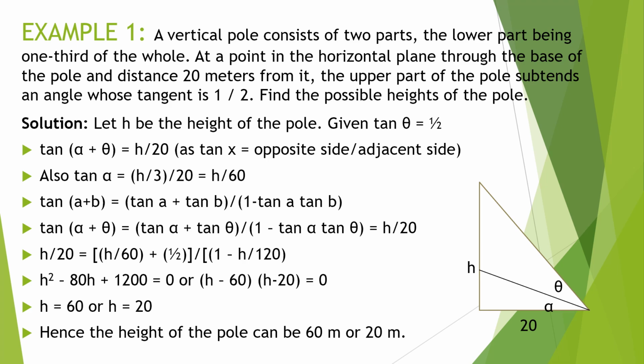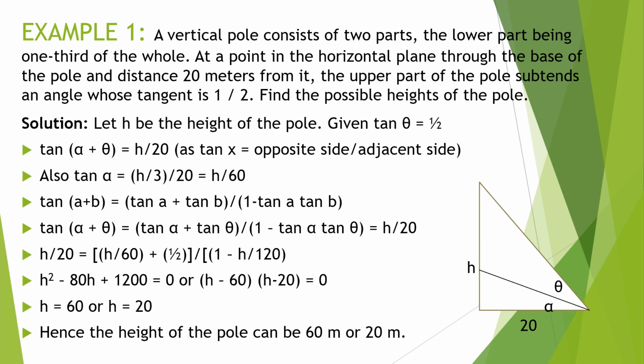So now the total angle is alpha plus theta. So tan of alpha plus theta is opposite side, which is h, upon adjacent side, distance given is 20. So tan of alpha plus theta is equal to h by 20. Also alpha is the angle which it makes with the lower part. So tan alpha is, what is the lower part? h by 3 and the base is 20. So opposite side h by 3 upon 20, which gives tan alpha is equal to h by 60.